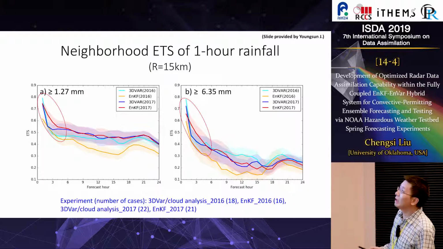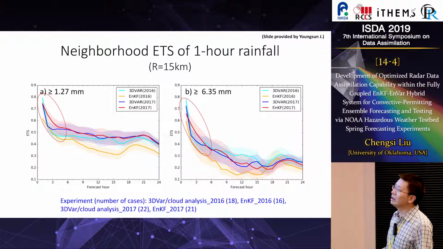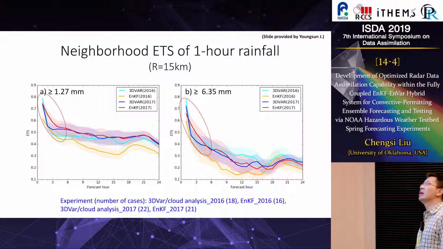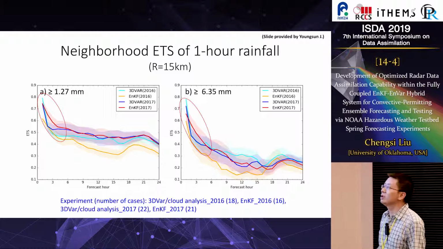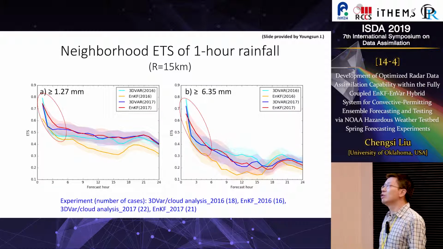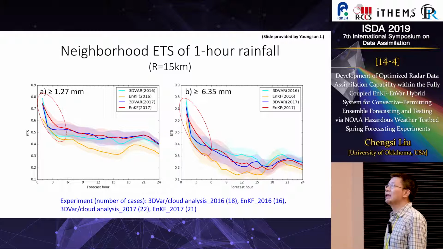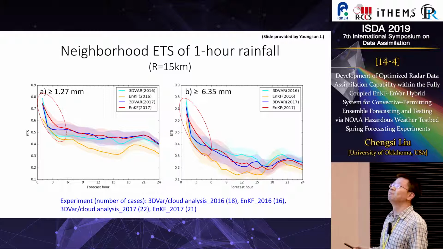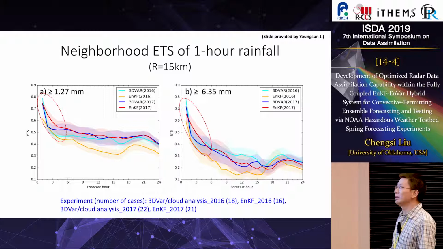This is the neighborhood ETS for the 1 hour rainfall. Here we can see in 2016, the EnKF has a lower ETS. But in 2017, the performance is much better. The reason is in 2017 we used the GSI EnKF to assimilate conventional data, but in 2016 we used the ARPS EnKF to assimilate the conventional data. But the ARPS EnKF cannot assimilate conventional data as well as the GSI EnKF. So that's why in 2016 the EnKF performance is not good.